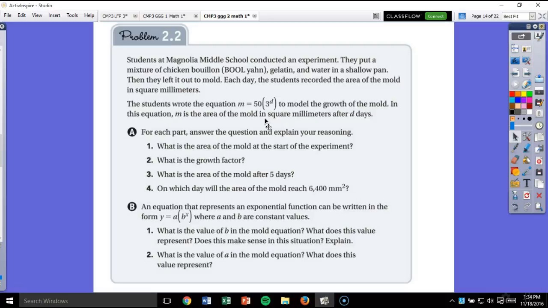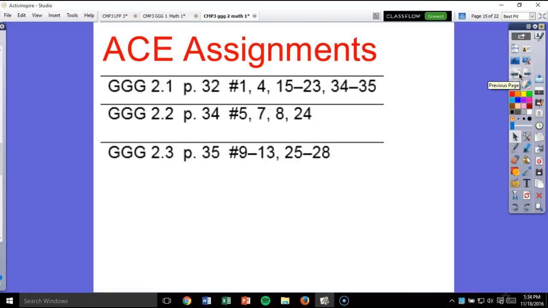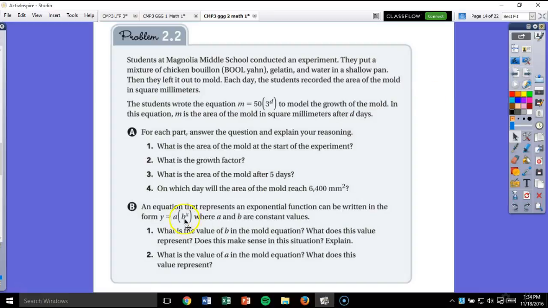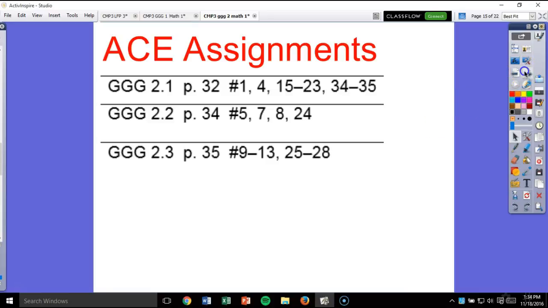And then part 2, what is the value of A? What is the value of A in the mold equation up here? What does that value represent again mathematically? What does that identify? So those are the 2 main parts of the problem that I want you to look at, familiarize yourself with, and be ready to discuss with your team when you come to class.